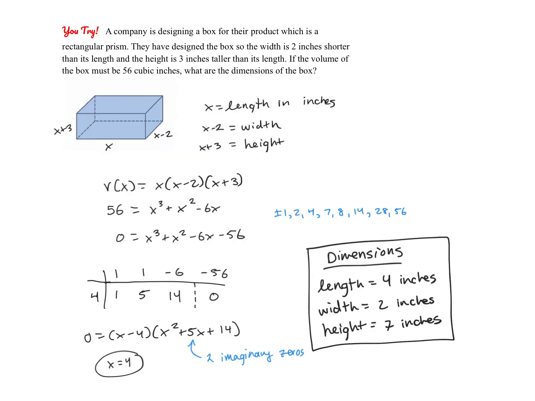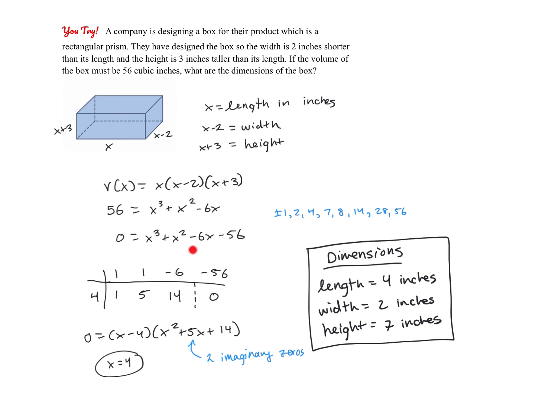Okay, go ahead and check your work here. So here's the setup, and here's our model for the volume of this box. So x times x minus 2 times x plus 3. We'll set it equal to 56 because that is the required volume of the box. And then we can multiply this out and set our equation equal to 0.